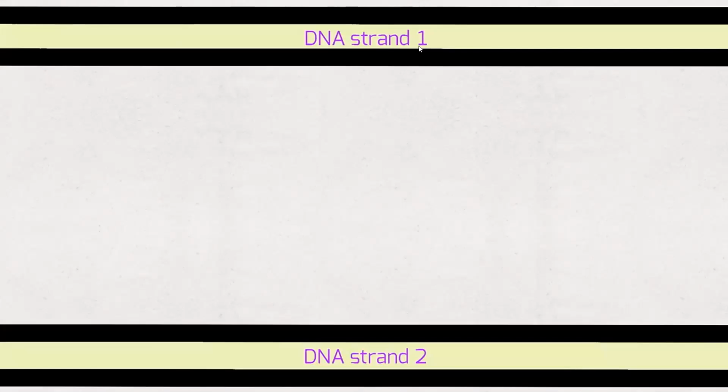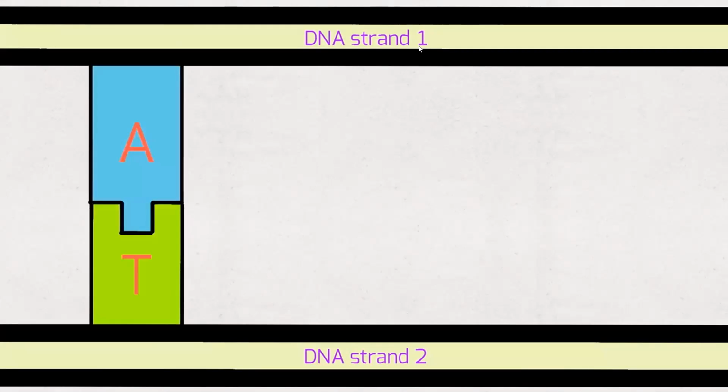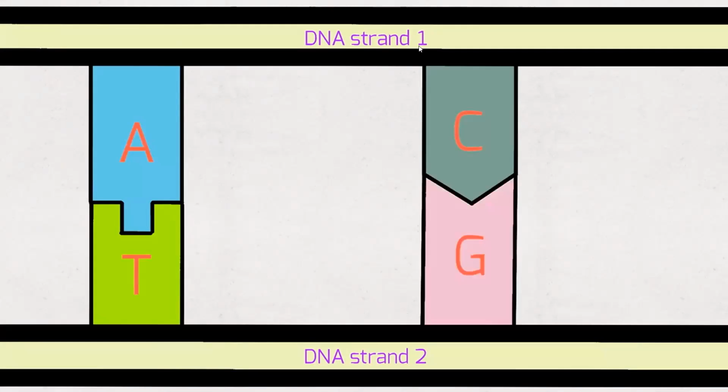The 2 strands of the double helix are joined by specific connections that occur only between A, which is always paired to T, and C, which always pairs with G. These connections are how DNA is copied and preserved.